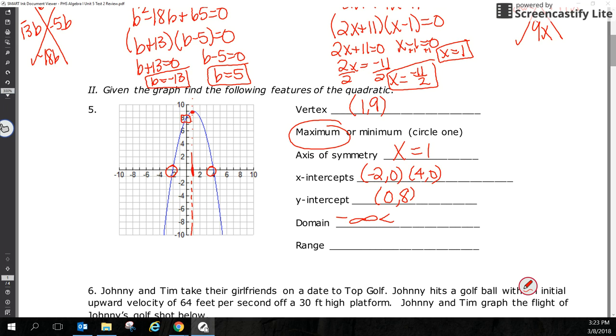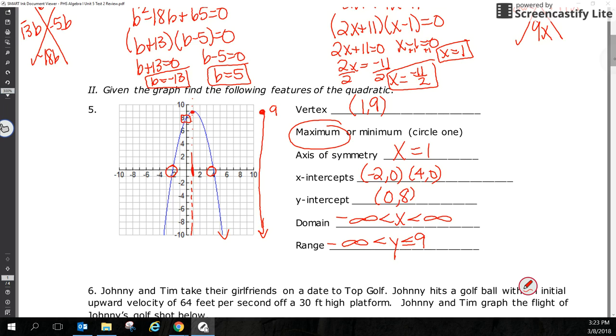Domain for any quadratic is between negative infinity and positive infinity. And then my range, remember this one is going down to negative infinity, and the highest y value is 9. So the lowest y value is negative infinity, we're talking about y's, and my highest y value is 9.